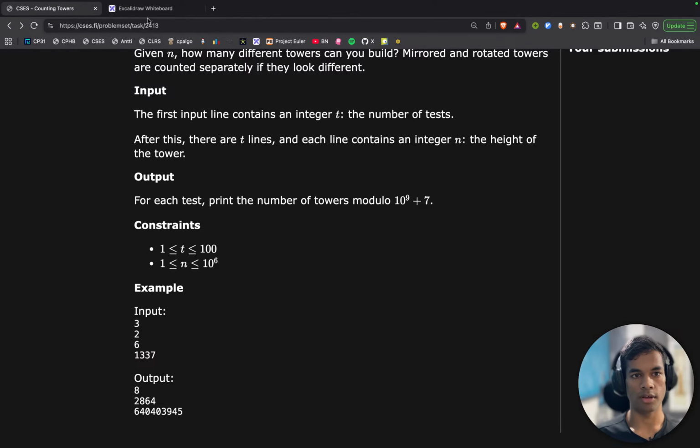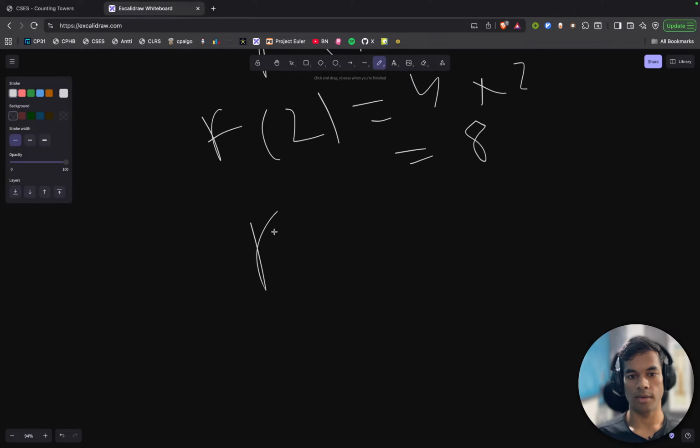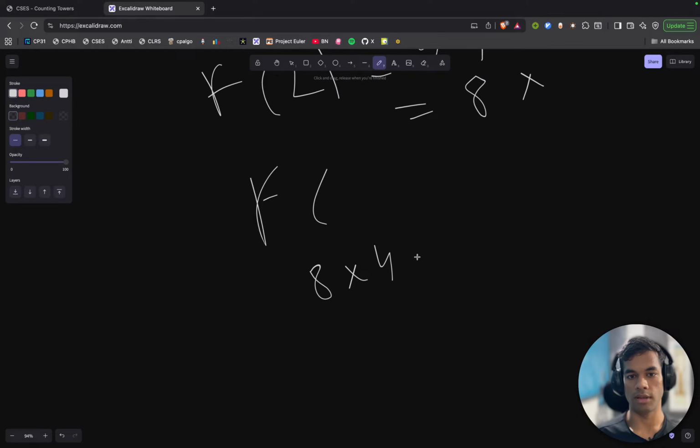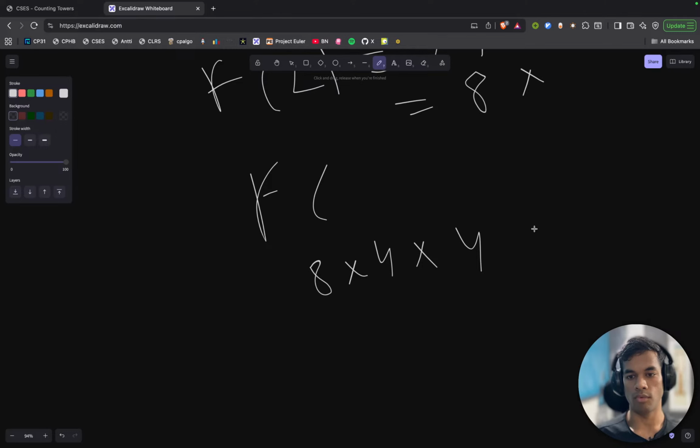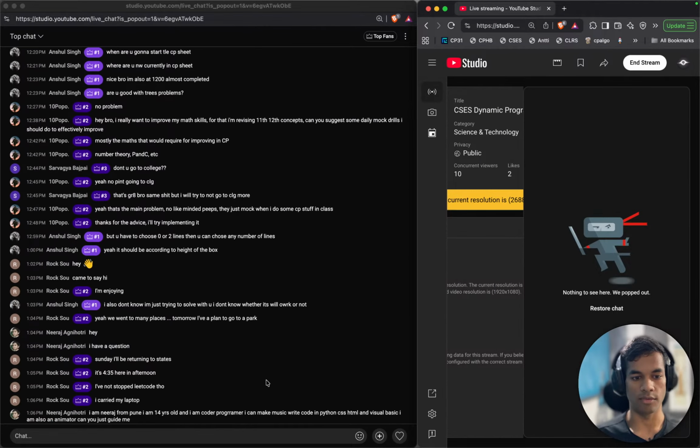Let's go for 6. It would be like F1 is 2, F2 is 8, then 8 into 4, and this is F3, then F4, F5, F6. This is what we have to calculate.